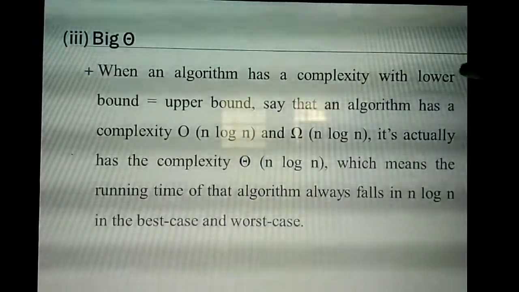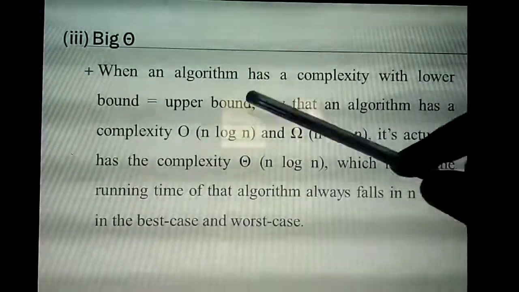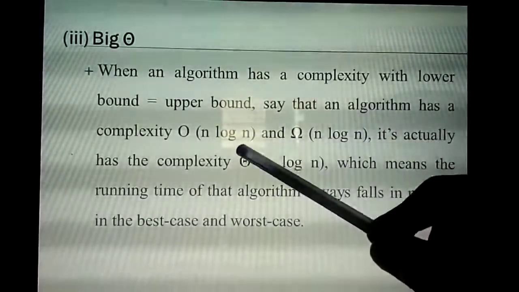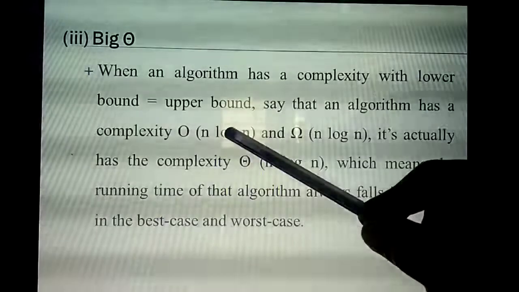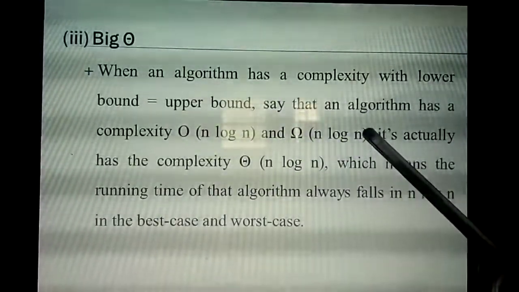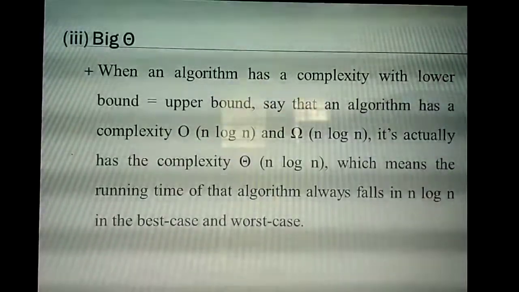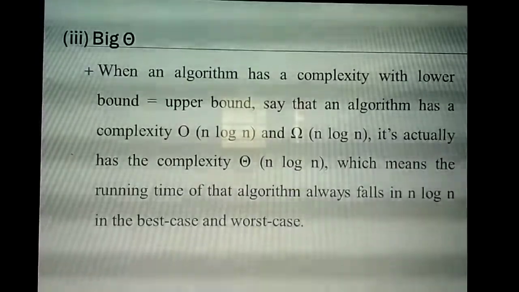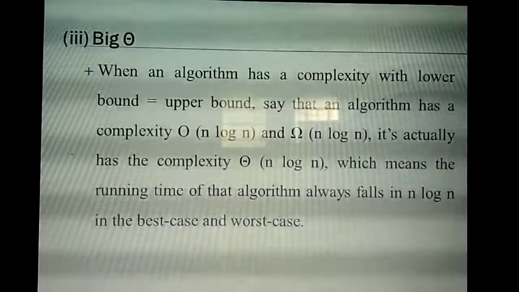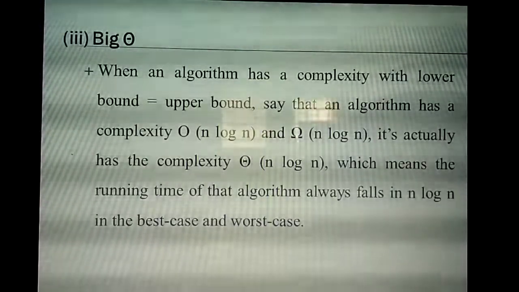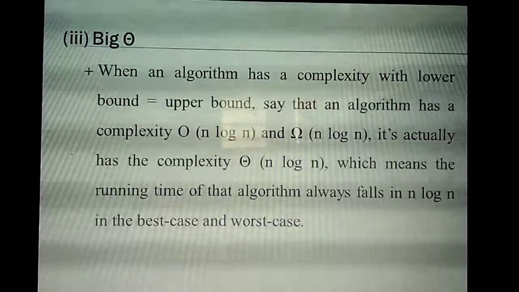What are they? Big O means upper bound and big omega means lower bound. Both these things are equal, so what will we do? What's the formula we need to use to calculate complexity? O of n log n and omega of n log n. These things are equal, so big theta also remains equal. The same formula, theta of n log n. That means the running time of a program always falls between the worst case and best case. Understand? What is the big theta?